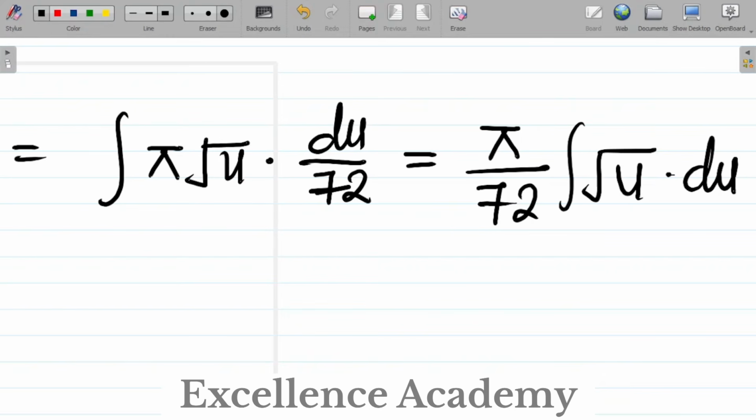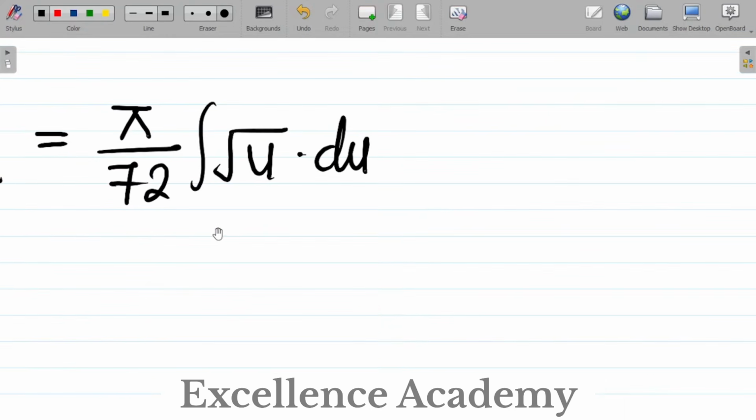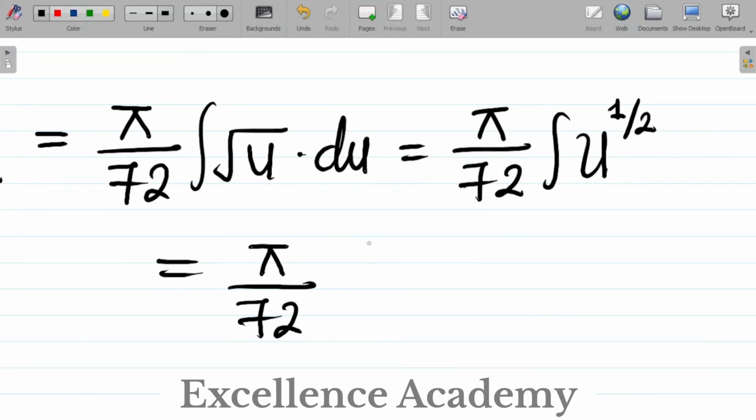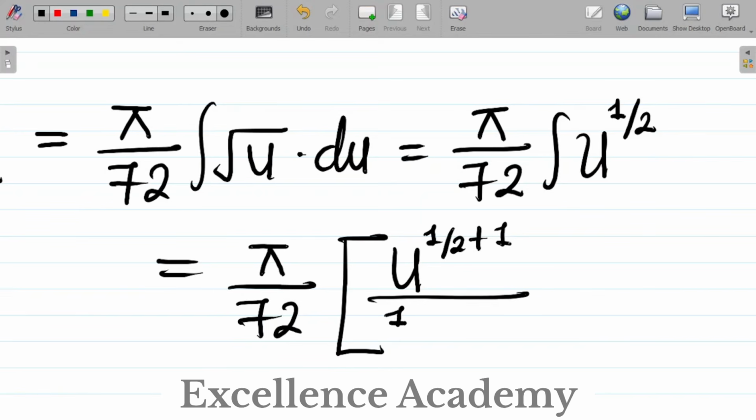All right, let's proceed from here. From here, let's integrate this. If I integrate u, what do I get there? This is equal to pi over 72 into the integral of root u, which is u to the power 1 over 2. And to solve this, that becomes pi all over 72 into the integral, u to the power 1 over 2. To integrate, you add 1 to the power, so plus 1, all over 1 over 2 plus 1. So I have this case here.